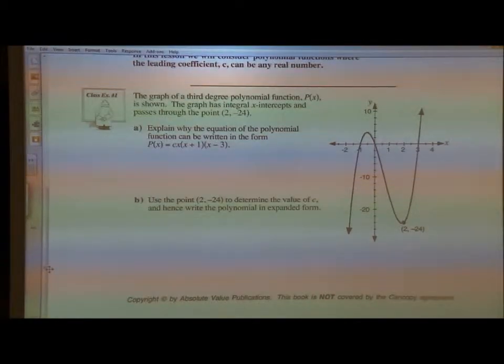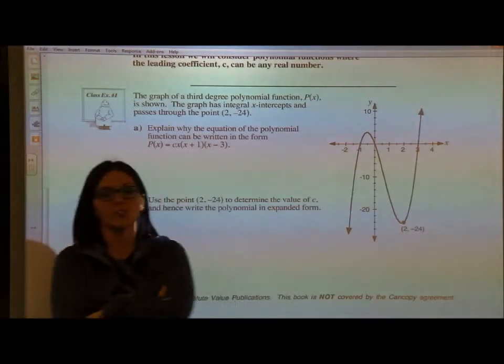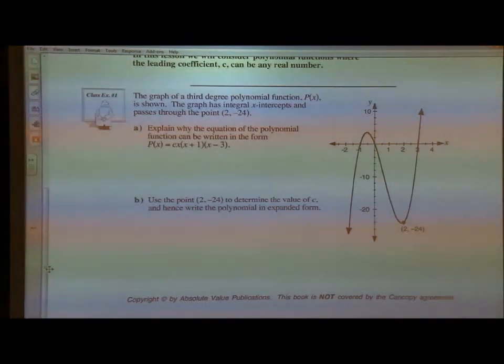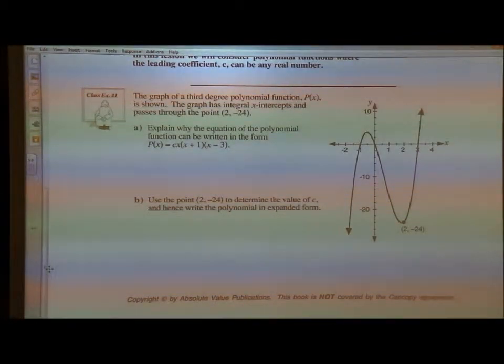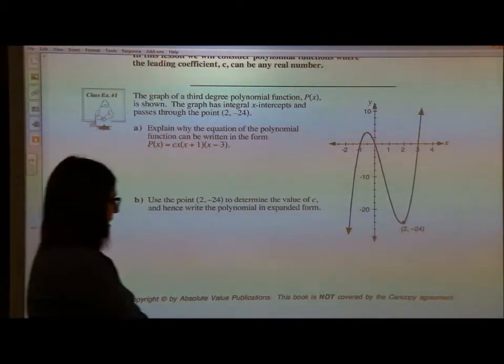So if I look at class example number 1, it's a graph of a third degree polynomial function. The graph has integral x-intercepts. The word integral implies that the intercepts are integers, so I don't have to think, is it negative 1 or is it negative 1.2? It's negative 1. It passes through the point 2 and negative 24. It says, explain why the equation of the polynomial function can be written in the form c times x plus 1 times x minus 3.